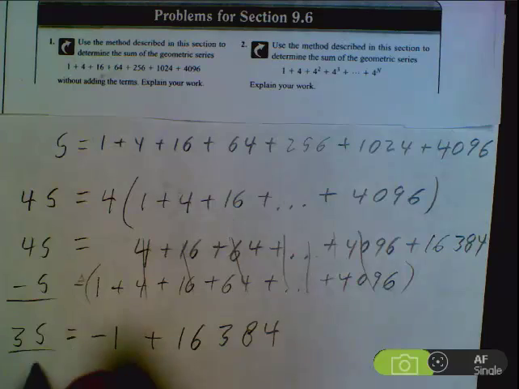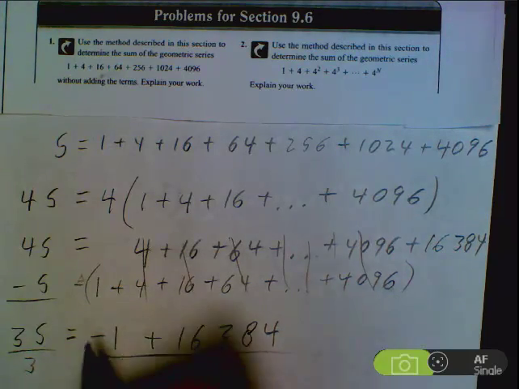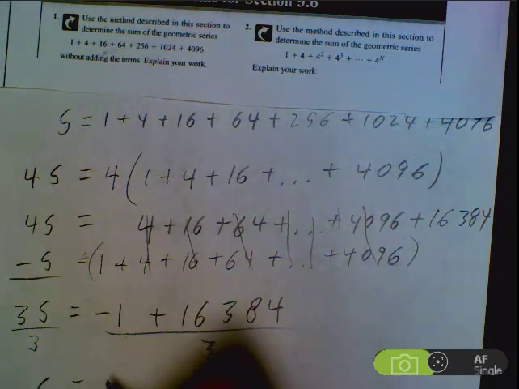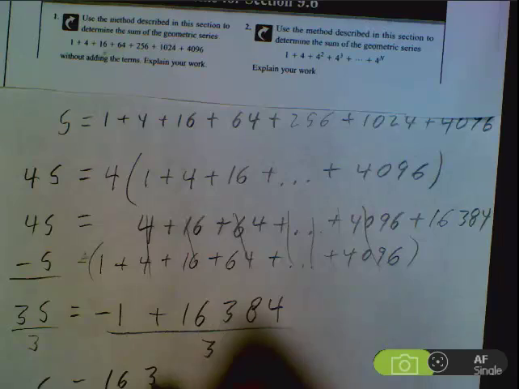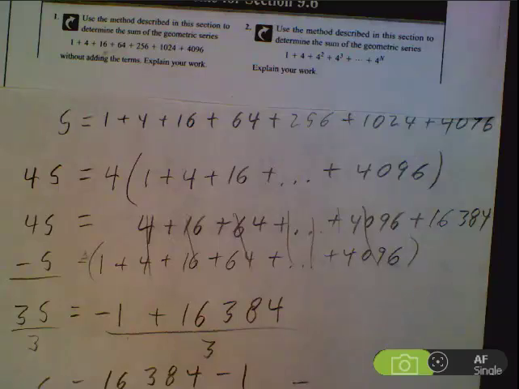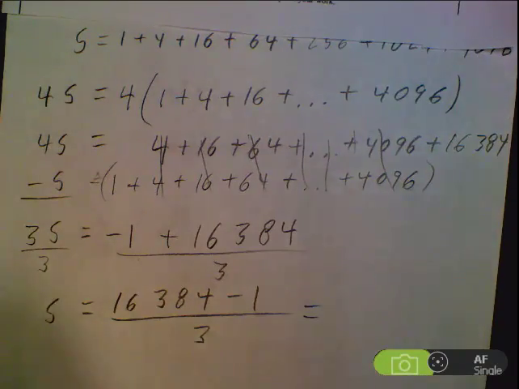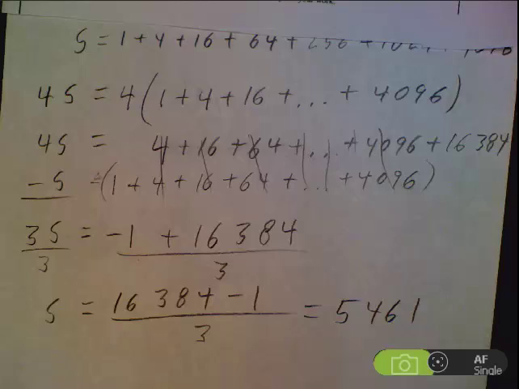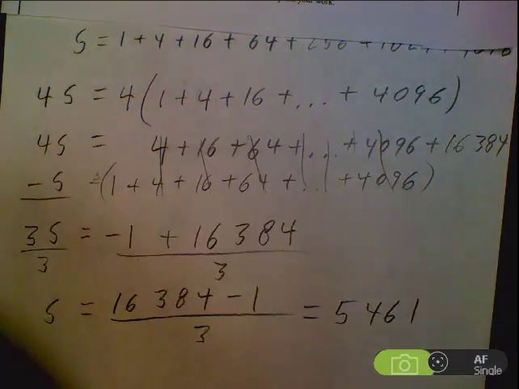Okay, now we want to solve for S. So now we'll divide both sides by 3, and we get S equals 16,384 minus 1, over 3. And so what does that end up giving us? 16,384 minus 1 divided by 3 is 5,461. Okay, so see how I did that?